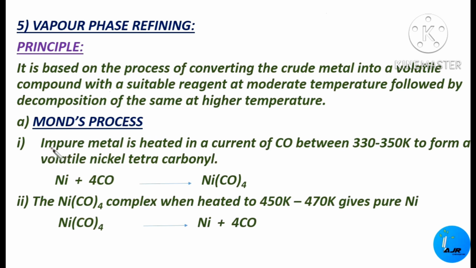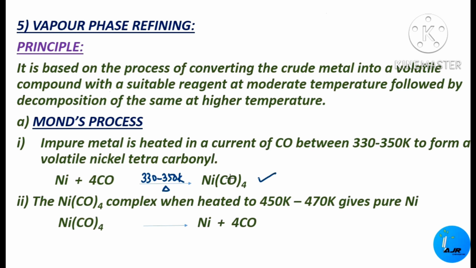So what happens in Mond's process? Here, the impure metal is heated in a current of carbon monoxide between 330 to 350 Kelvin to form a volatile nickel tetracarbonyl. See here, nickel is heated with carbon monoxide, and that too at a temperature of 330 to 350 Kelvin. It is heated, so it gets converted to nickel tetracarbonyl.